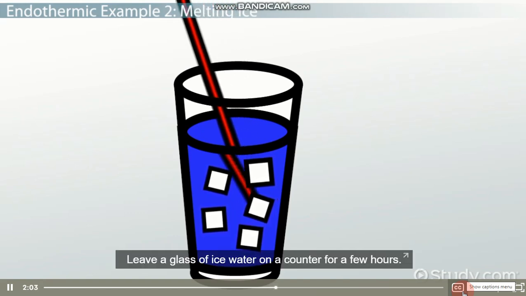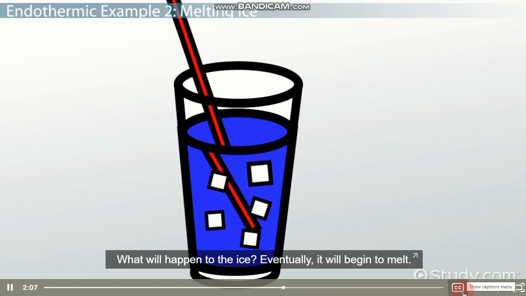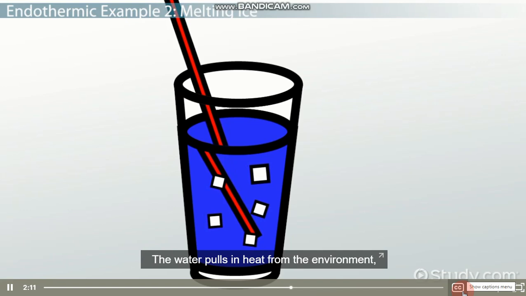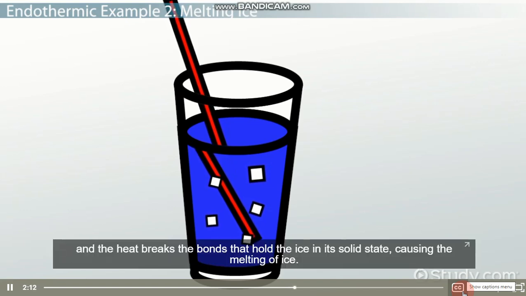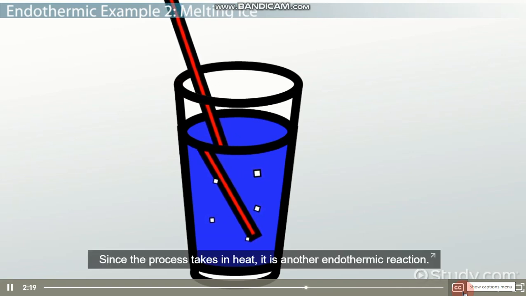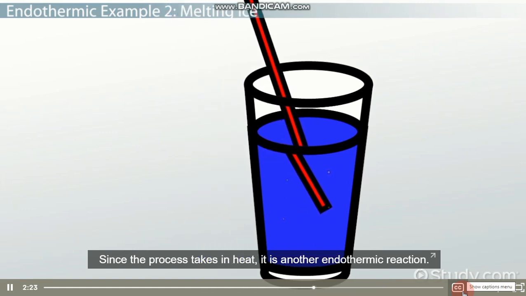Leave a glass of ice water on a counter for a few hours. What will happen to the ice? Eventually, it will begin to melt. The water pulls in heat from the environment, and the heat breaks the bonds that hold the ice in its solid state, causing the melting of ice. Since the process takes in heat, it is another endothermic reaction.